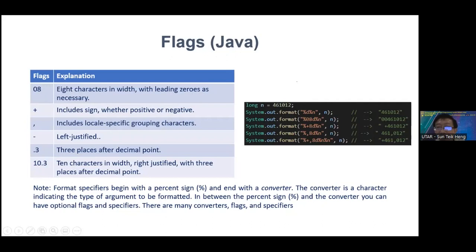But if your number is less than 8 digits, then you have a leading 0, the 0 in front. If you use a plus, for a positive number it will show you the plus symbol, or if it's a negative number, it will show you the negative symbol. Comma includes the locale-specific grouping characters. So if you have a comma, then for every 1,000, it will show you the comma symbol.